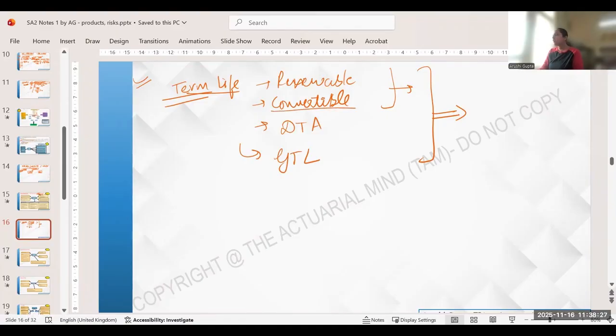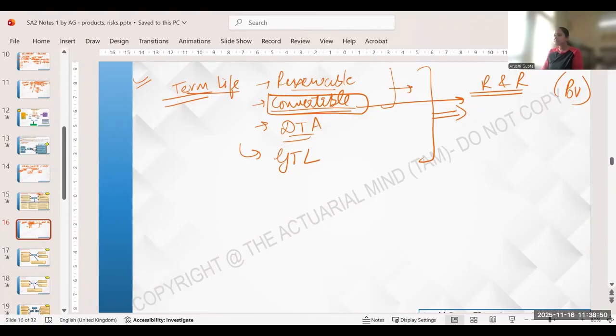You should be clear about what is different in each, and not just the features, like that there is an option to convert to endowment or whole of life at the end of the original policy term, but what the actuarial risk and reward is for both stakeholders. That point of view should be clear to you.